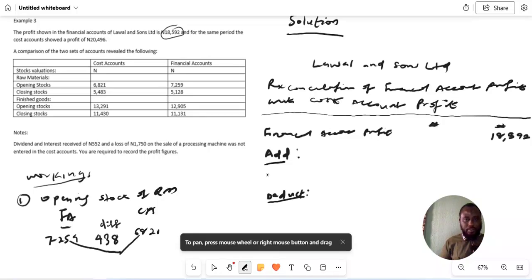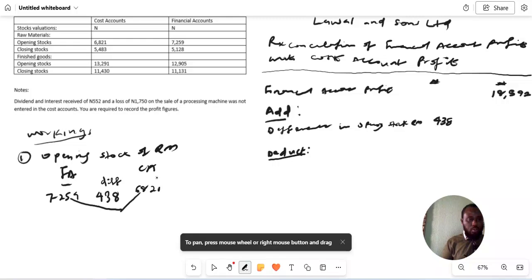Difference in opening stock of RM. How much is that? That is 438. Okay, so we have the closing stock now. The closing stock.